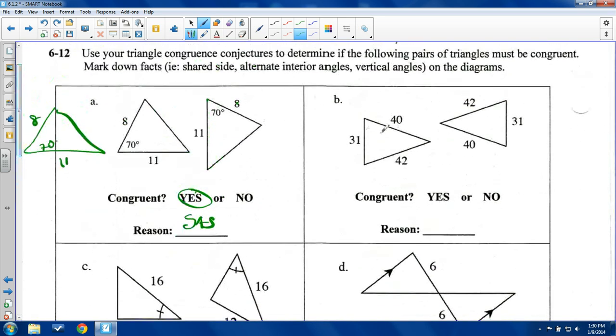Oh, sorry, let's go on to B. Same thing here. If I take this one and I rotate it over that way, I'm getting this right here, 40, 42, and 31. 31 and 31, 40 and 40, 42 and 42, all congruent. Because of side, side, side, I can say that yes, these triangles are congruent.